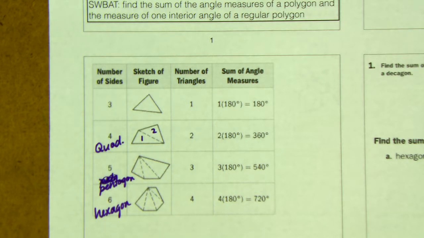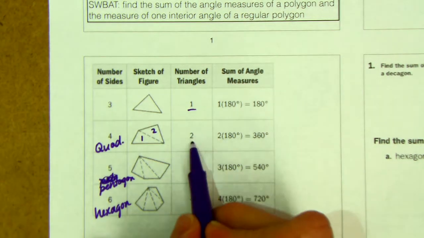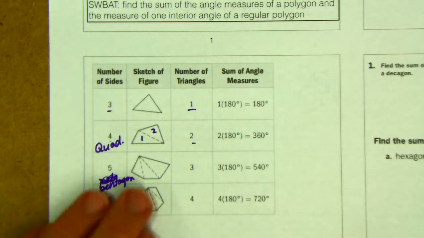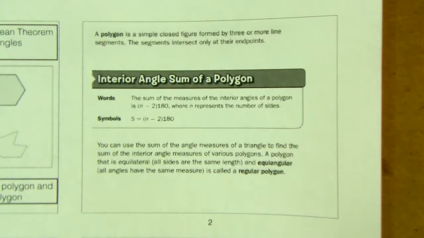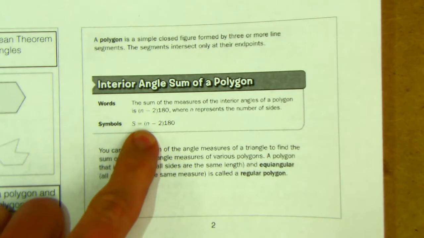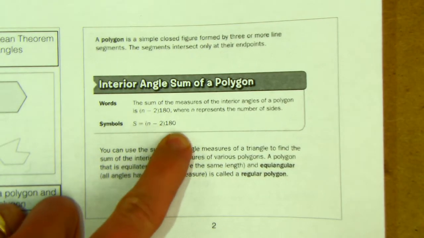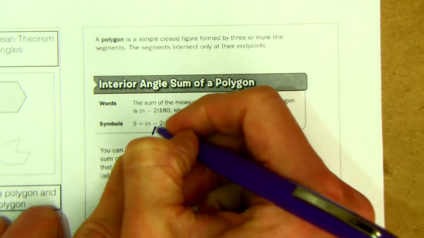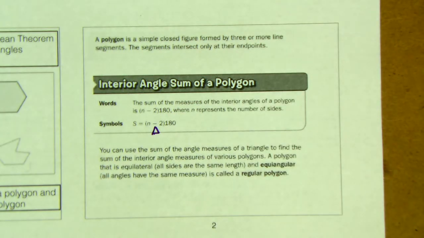The hexagon, I can create 4 triangles from one vertex. So 180 times 4 is 720. So if you'll notice here, the number of triangles compared to the number of sides is always 2 less. That is where we get this formula. It is the number of sides subtract 2 times 180, because the number of sides minus 2 gives us how many triangles there are. So number of sides minus 2 times 180.